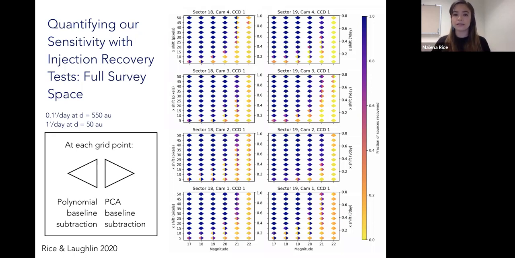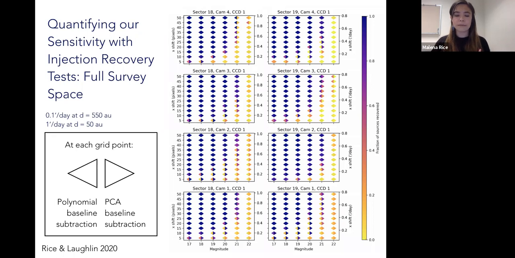And we find that, first of all, our survey is mostly complete for objects to about 21st magnitude and around 150 AU. So that's about a 25 to 30 pixel shift. And so you can see we have mostly blue to purple diamonds in that region. And that's in the galactic plane specifically. The performance would be a little bit better outside of the galactic plane.